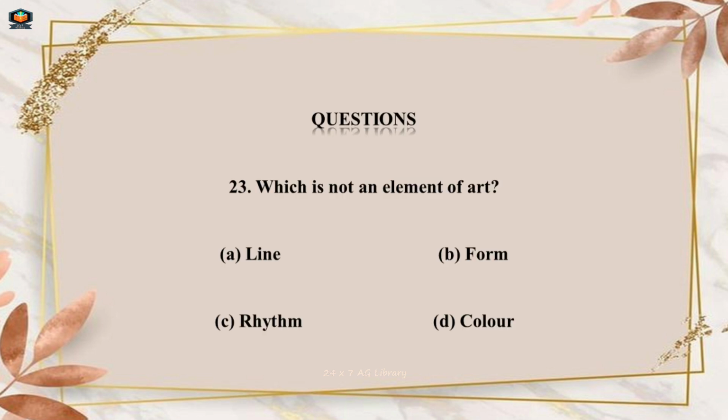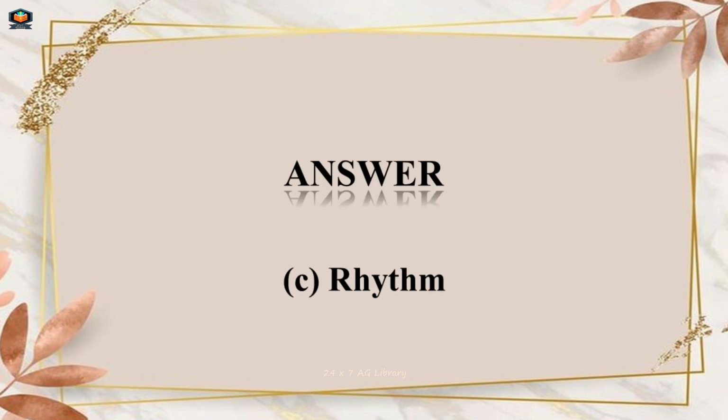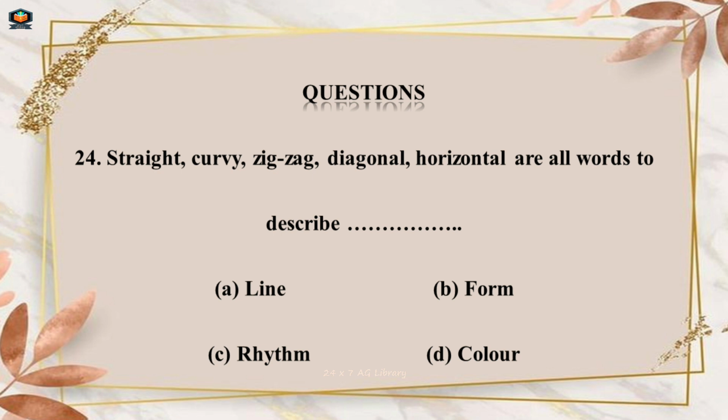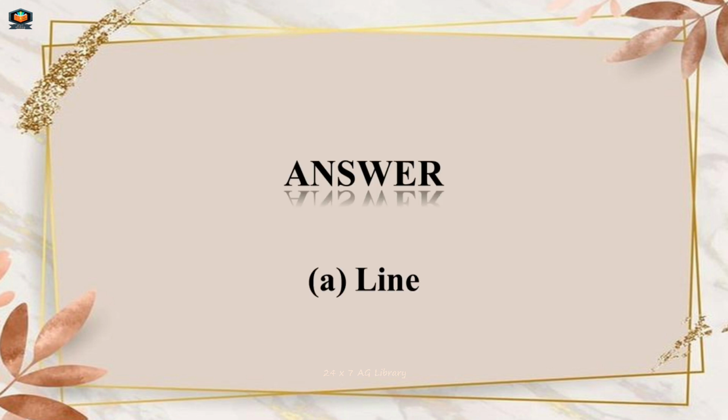Question 23. Which is not an element of art? A. Line. B. Form. C. Rhythm. D. Color. Answer: C. Rhythm. Question 24. Straight, curvy, zigzag, diagonal, horizontal are all words to describe A. Line. B. Form. C. Rhythm. D. Color. Answer: A. Line.